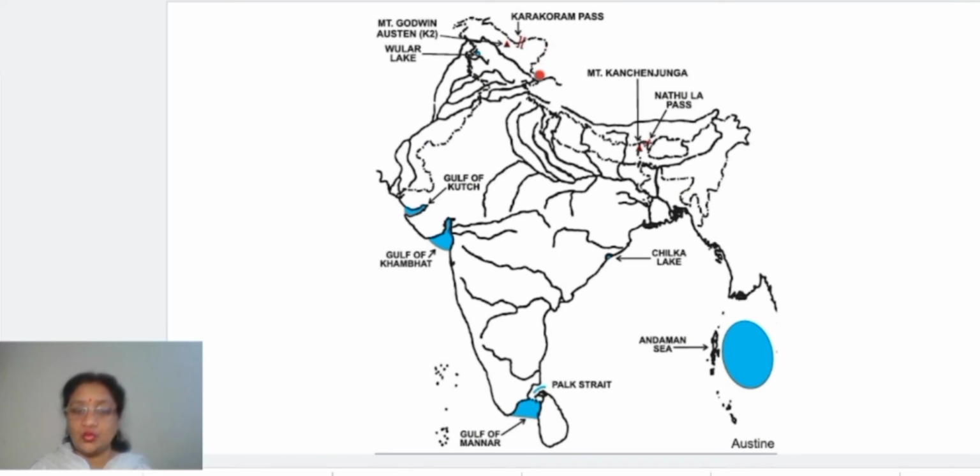Okay. Now what about the lakes? Two important lakes we have to mark. One is Wular Lake. You can see here, children. The first one, Wular Lake, one blue dot. I hope you are able to identify.